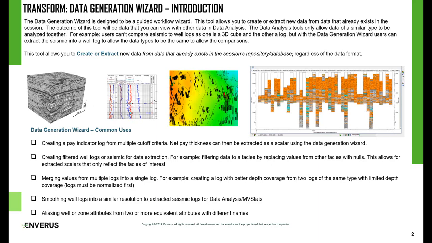Some common uses of the Data Generation Wizard are here at the bottom of the slide. You can create a pay indicator log from multiple cutoff criteria. You can create filtered well logs or seismic data for data extraction. You can merge values from multiple logs into a single log. You could smooth well logs into a similar resolution to be extracted seismic logs for data analysis and then later MvStats. You could also alias a well or zone attributes from 2 or more equivalent attributes with different names. These are just a few common uses, but I'm sure that you'll find some more that could be useful for your workflow.